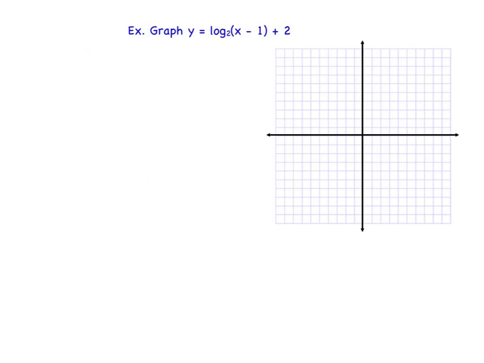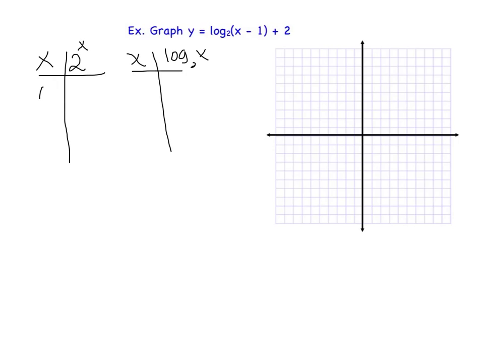Here's an example of using transformations to graph the log function. The first thing we want to do is make a table and put in some points that we will use to graph the log. So we have x, and then we're going to use 2 to the x because this is log to the base 2, and then we are going to switch those coordinates and do x and then log to the base 2 of x.